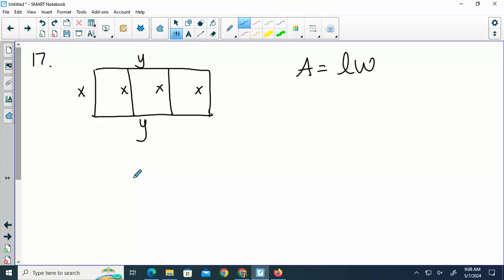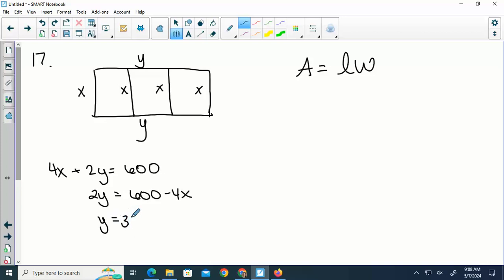Yes, the amount of fence. That's like if we add all these sides together. So there are 4 x's and 2 y's, and I know when I add them all up, it gives me 600. So I can solve for either variable. I'll just solve for y. So 2y equals 600 minus 4x. So y is 300 minus 2x. So now my length times width becomes x times 300 minus 2x.